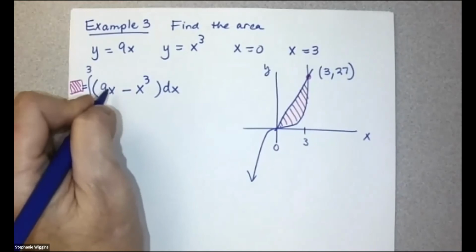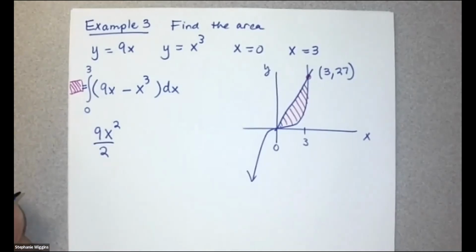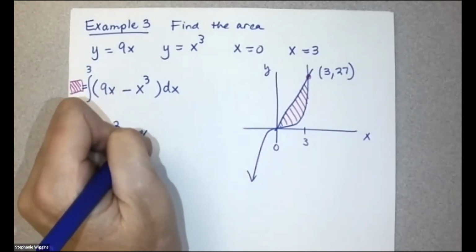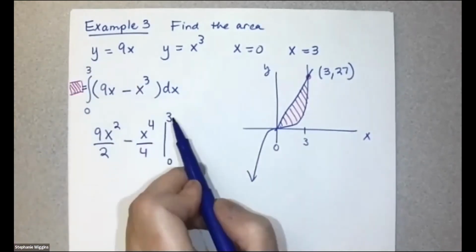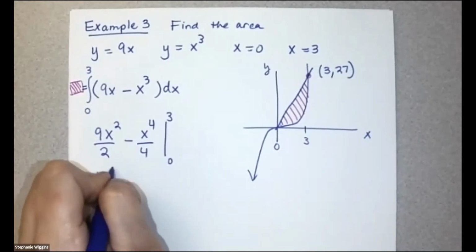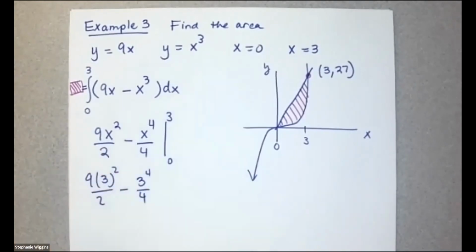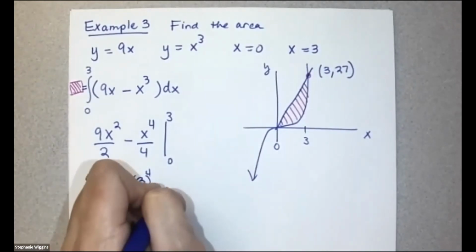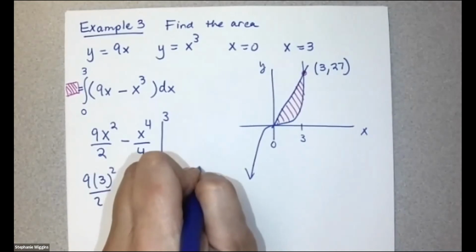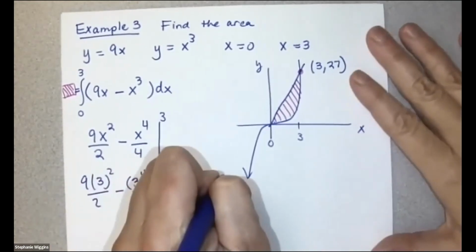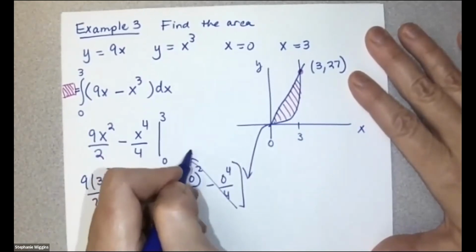So you're going to add 1 to the exponent. So you're going to have 9x squared divided by 2. And then you're going to have x to the 4th divided by 4, and evaluate from 0 to 3. Then you plug in the top number. You get 9 times 3 squared over 2 minus 3 to the 4th over 4. Subtract. When you plug in 0, you're just going to get 0, of course. I'll write it out here just to show what we're doing. And of course, you're subtracting the whole thing, which is just 0 anyway.